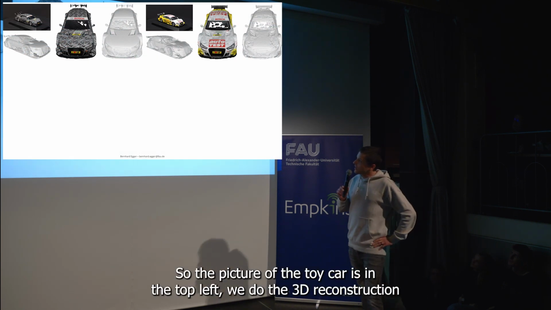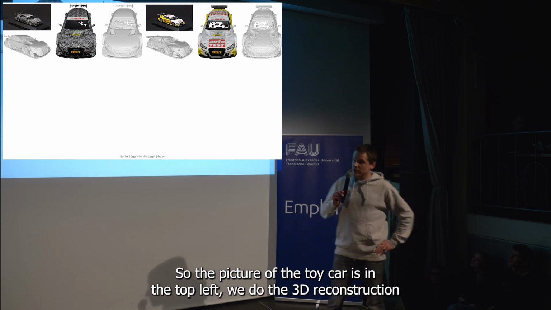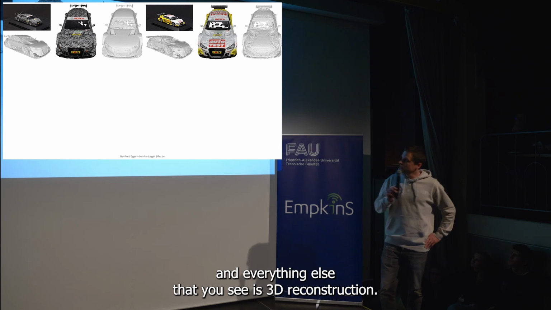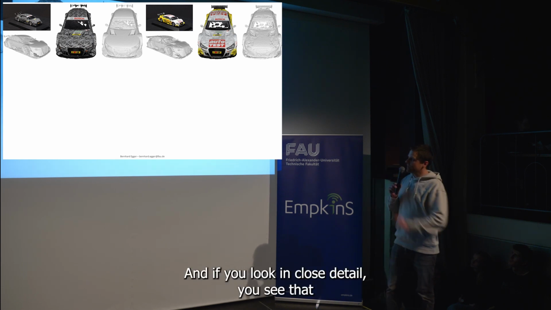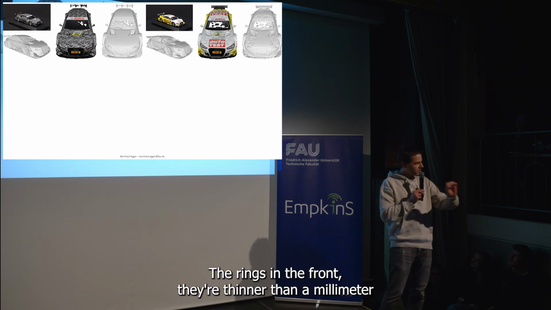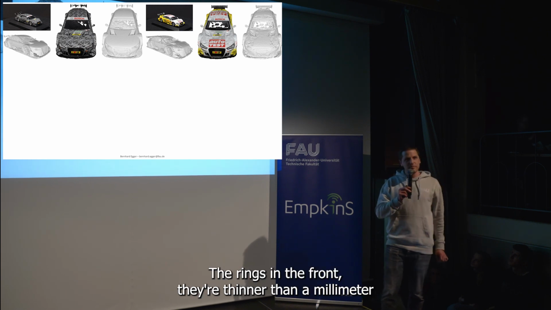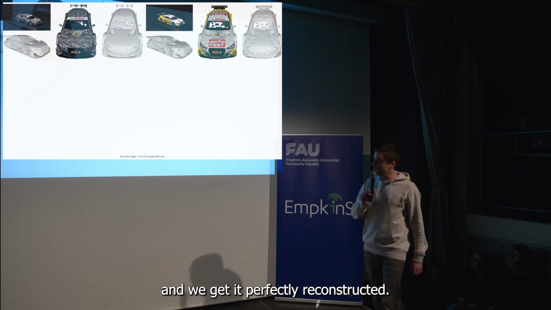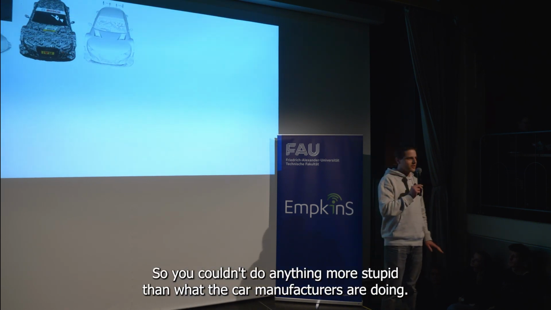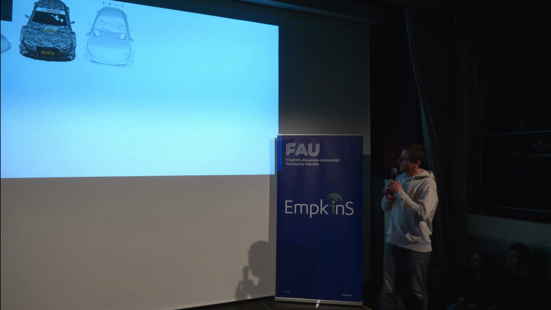So the picture of the toy car is on the top left. We do the 3D reconstruction, and everything else that you see is the 3D reconstruction. And if you look in close detail, you see that we get the tiniest details of that car right. The wings in the front, they're thinner than a millimeter, and we get it perfectly reconstructed. So you couldn't do anything more stupid than what the car manufacturers are doing, okay?